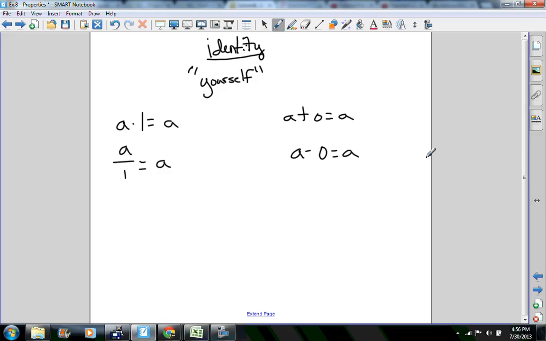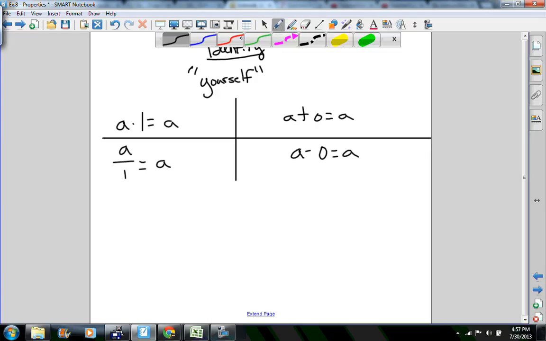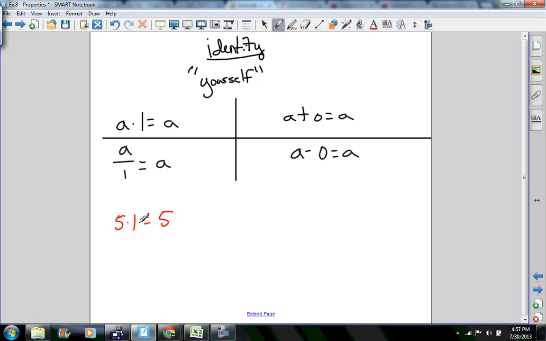The identity property is what we call the yourself property. So you're looking for a number to go back to its original self. So these are split up into 4 parts, which I'm going to write like this. Okay, and each operation, multiplication, addition, division, or subtraction, all have their own identity property. So for multiplication, it means multiplying by 1. So 5 times 1 is equal to 5. The 5 became itself. That's the identity property.